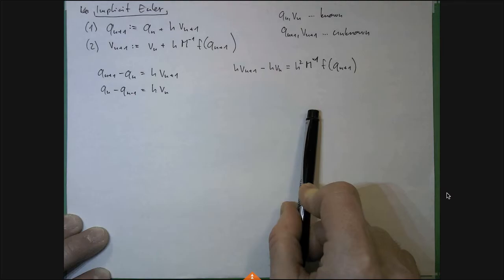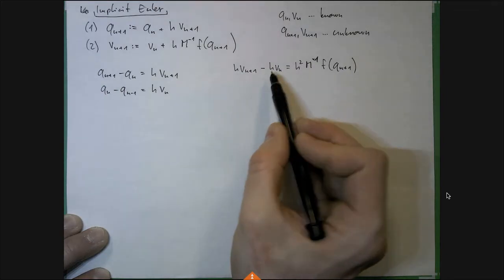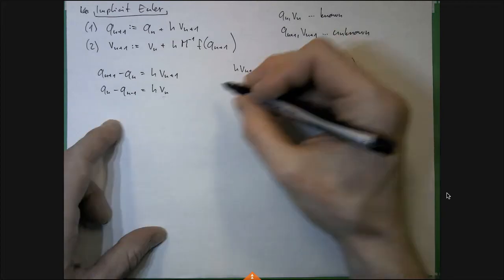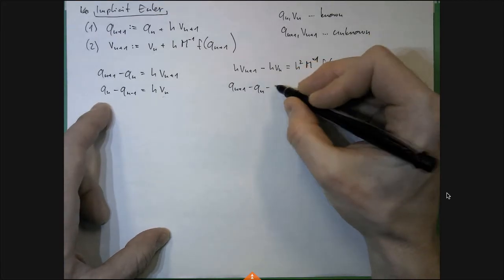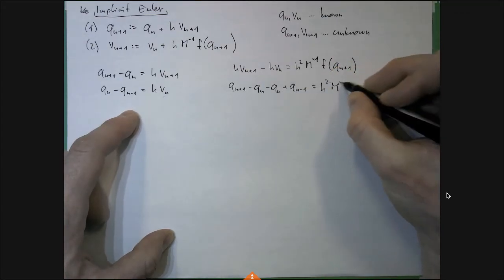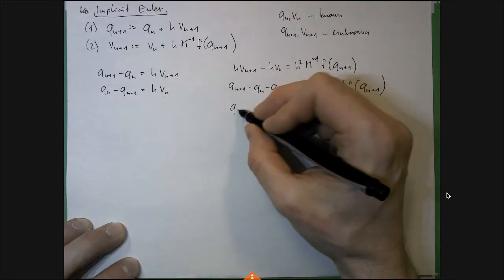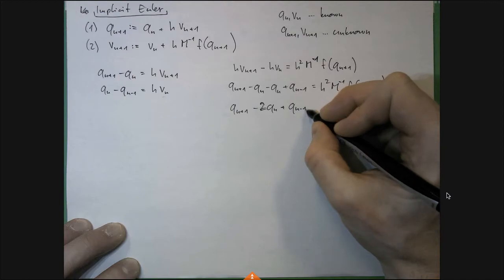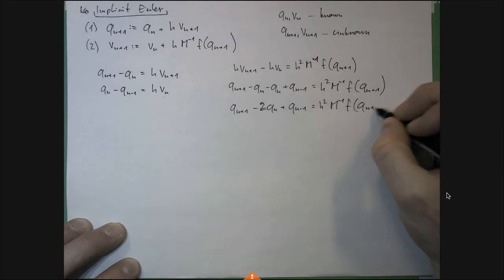Is it all clear? If not, interrupt me. Now I will take this: h Vn plus 1 I can substitute by this, and h Vn I can substitute by this. If I plug it in, I will get Qn plus 1 minus Qn, and with the minus, another minus Qn plus Qn minus 1, and that equals h squared M inverse f(Qn plus 1). That has not changed. So what we have on the left-hand side is Qn plus 1 minus 2Qn plus Qn minus 1 equals h squared M inverse f(Qn plus 1).